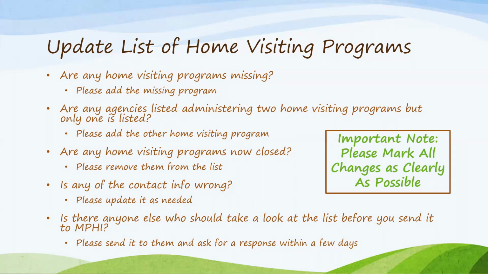You will also want to clarify if any agencies on the list are administering more home visiting programs than are listed. If they are administering more than one program, you can include it in the list. Check to make sure that none of the programs on your list have closed since they were originally added. If you do find that a program has closed, you should remove it from the list. This is also an appropriate time to check that you have current contact information for programs. Finally, if there is anyone else who should review your list before it's sent over to MPHI, please make sure they have a few days to look over it before you send it. Please update the list as soon as possible, clearly mark all changes, and return the list to MPHI.